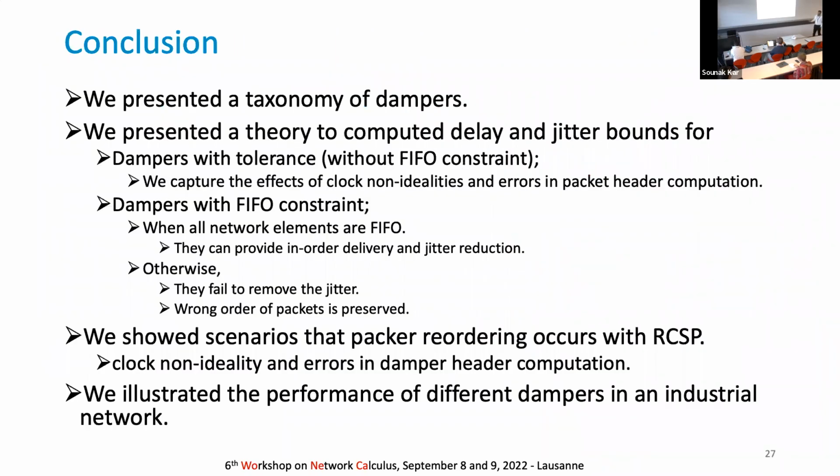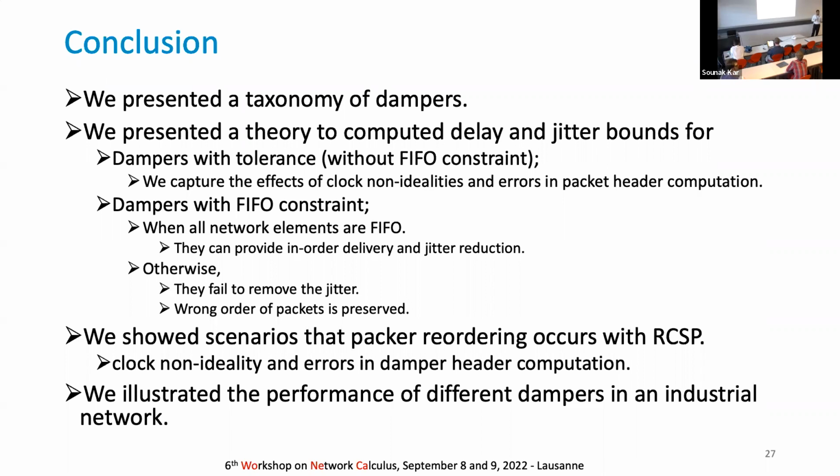So what we have shown in this presentation is a taxonomy of dampers. We could categorize all the existing implementations of dampers into three main families: dampers with tolerance, resequencing dampers, and head-of-line dampers. We present a theory to capture delay and jitter bounds for these dampers. We capture the impact of non-ideal clocks and error in the computation of the damper header. We saw that with dampers with FIFO constraint, when all network elements are FIFO, they perfectly reduce the jitter and provide in-order packet delivery. Otherwise, they fail to perform their goal to remove the jitter.